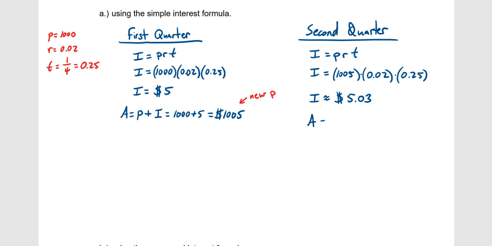So you can see the interest is going to be getting a little bit more each time, and the new amount now is going to be, once again, that new P value plus I. So that's going to be 1,005 plus $5.03. So the new principal that we're going to be using in the next one is $1,010.03.